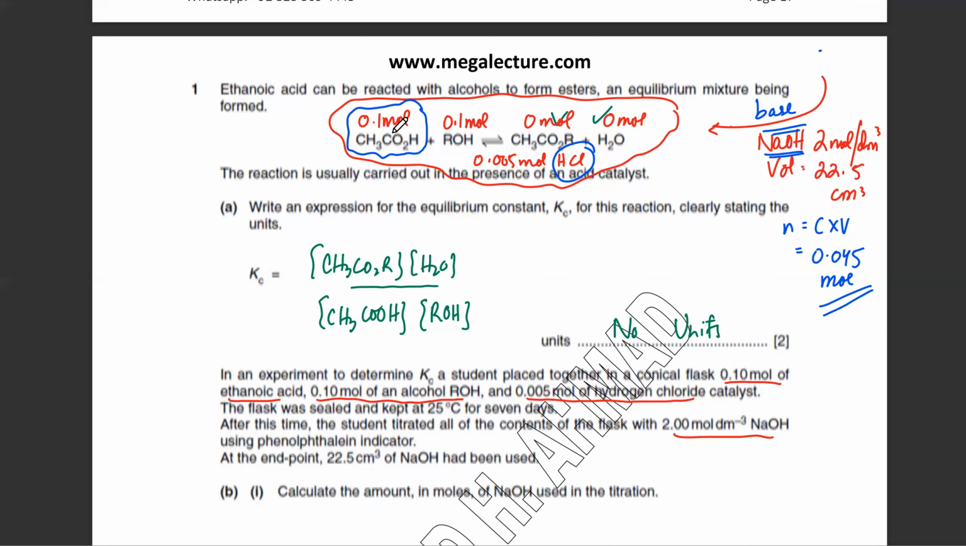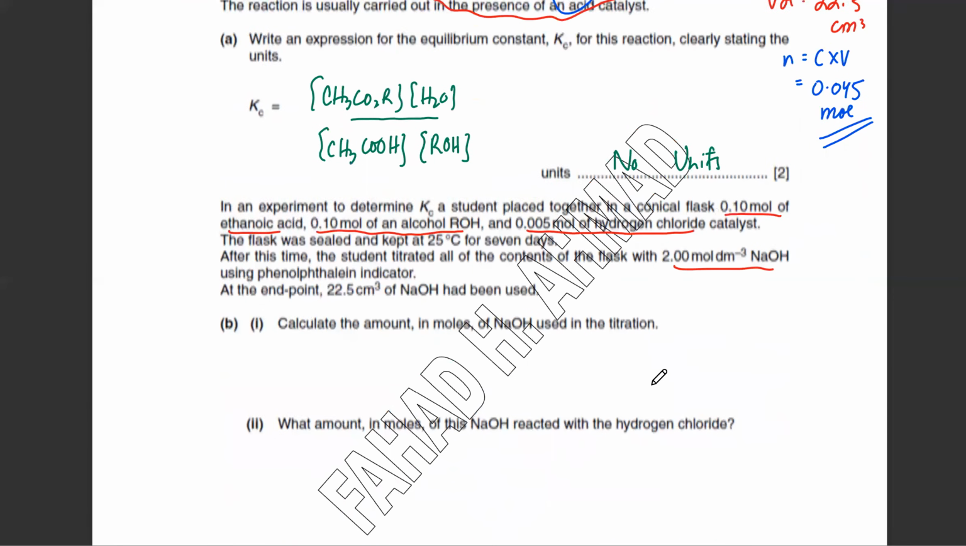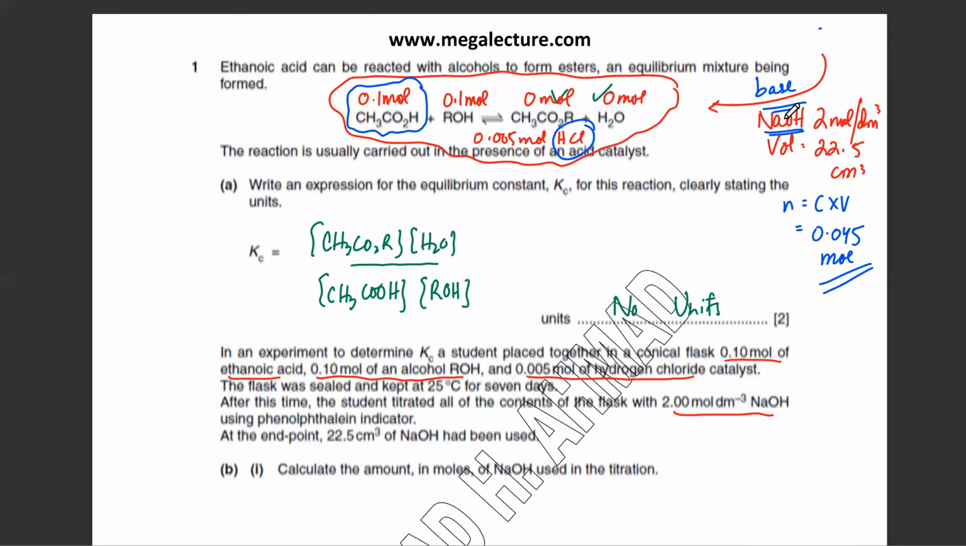So the next question is, what amount in moles of NaOH reacted with HCl? Now, if you remember the equation of NaOH with HCl, NaOH and HCl react in 1:1. Let me rub this off, let me do the working here.